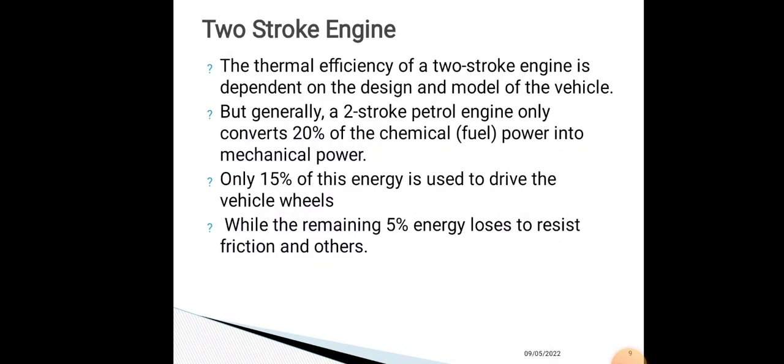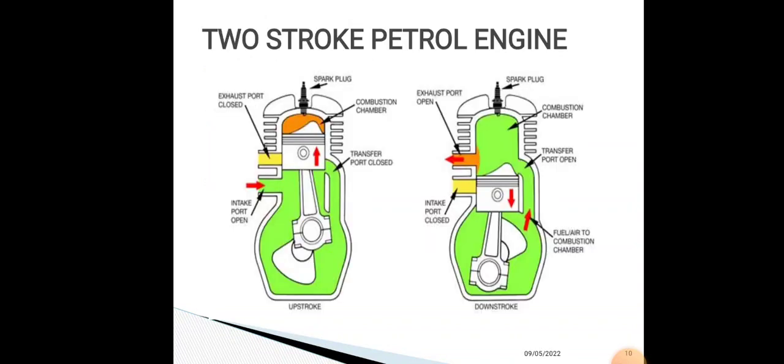The thermal efficiency of the 2-stroke engine depends on the design and model of the vehicle, but generally a 2-stroke petrol engine only converts 20% of chemical power into mechanical work. Only 15% of this energy is used to drive the vehicle, while the remaining 5% is lost to resist friction and other losses. The figures indicate the 2-stroke petrol engine. The first figure indicates the suction and compression, and the second figure indicates the power and exhaust. In a 2-stroke engine, the cycle is completed in one revolution of the crankshaft.